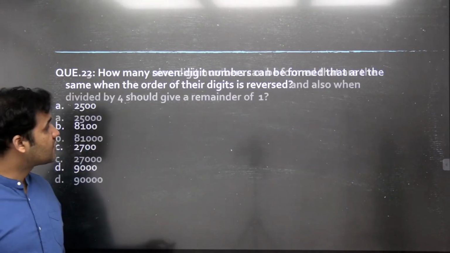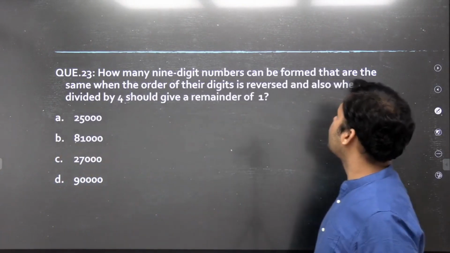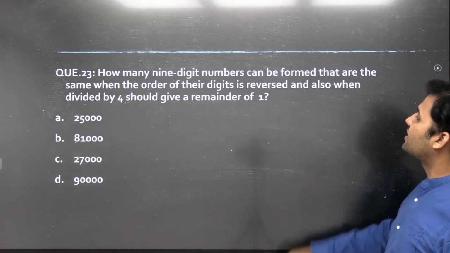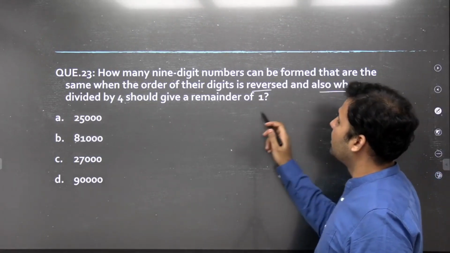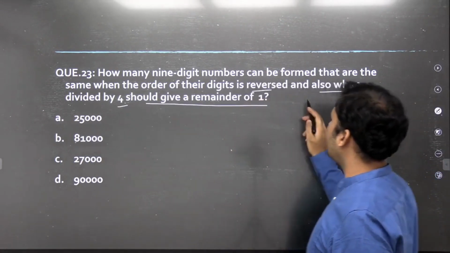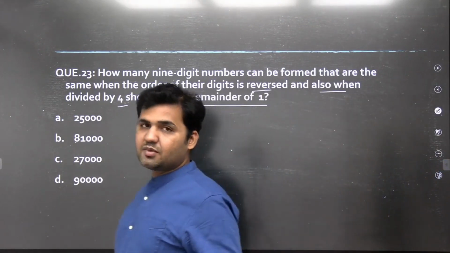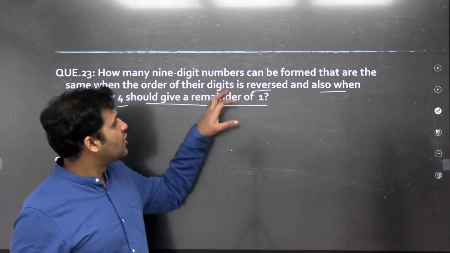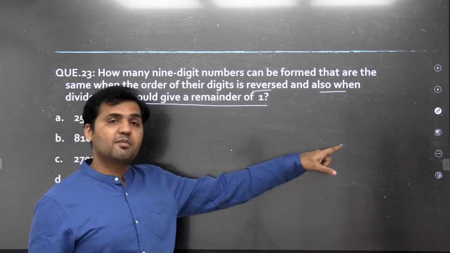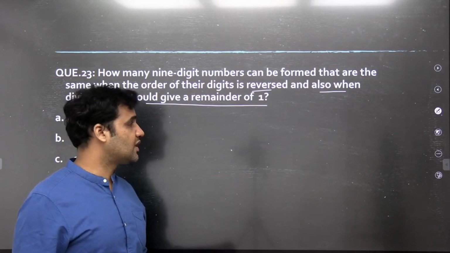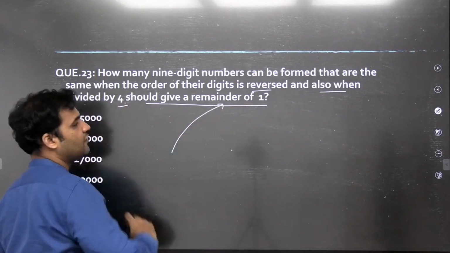Going to the next question, question number 23. How many 9-digit numbers can be formed that are the same when the order of their digits is reversed, and also when divided by 4 should give a remainder of 1. So there is an additional condition given over here, that it should be a palindromic number. That means the same number should appear again when you reverse the order of the digits. Also, it should give a remainder of 1 when divided by 4.